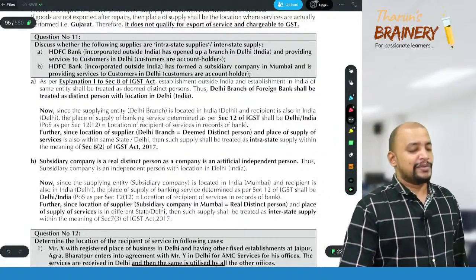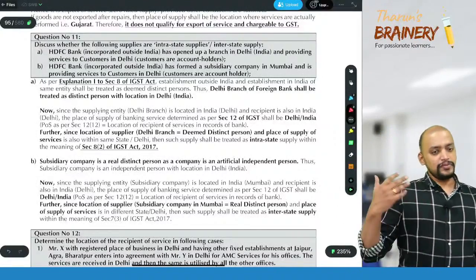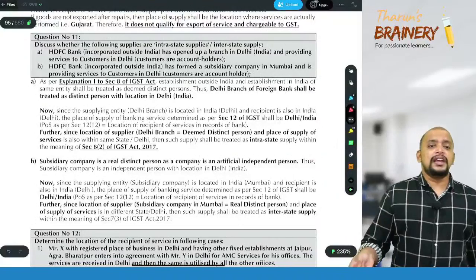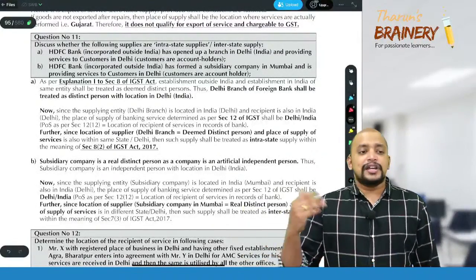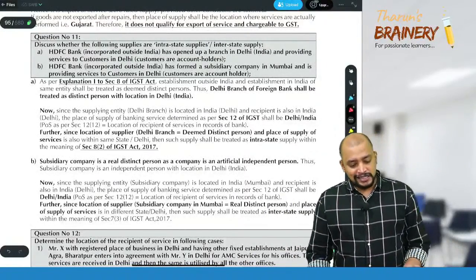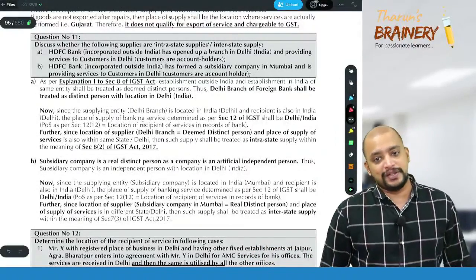Location of supplier means, if they are registered, that registered place. If they are not registered, then every business establishment from where services are provided. So in this case, HDFC Bank, whether registered or not in Delhi, we don't know, but Delhi will be taken as the business establishment.